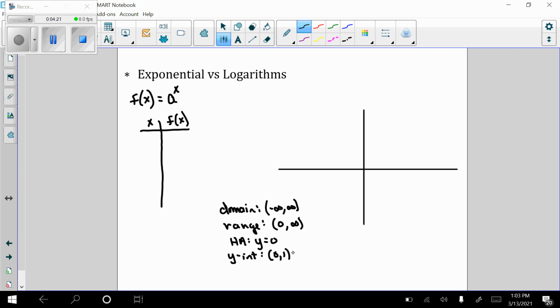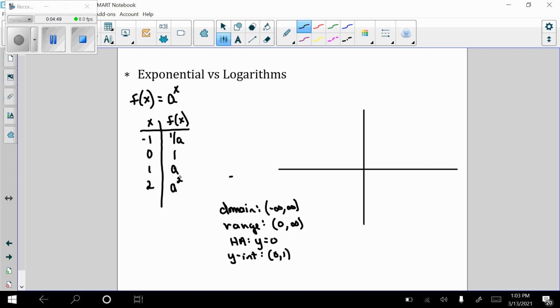Notice the forms of all of those things. So since my domain is negative infinity to infinity, I'm going to start with negative 1, 0, 1, and 2. Okay, so I don't know my base. This is a general parent function. So a to the negative 1 is 1 over a. A to the 0 is 1. That's where your y-intercept comes from. A to the first is just a, and a squared.